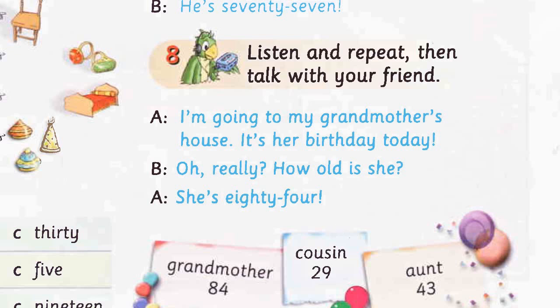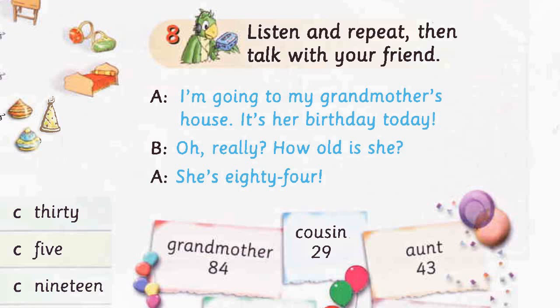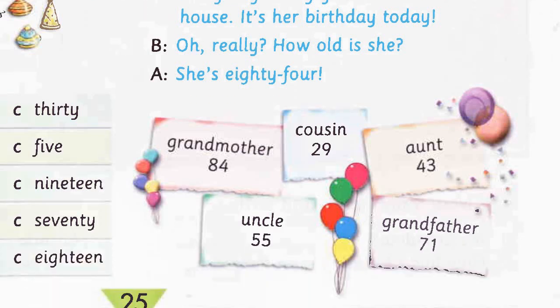Okay, a little bit quick, but don't worry, you have to read aloud and you're going to read the same again. We call it drill. Read it aloud and read it a lot to yourself at home. Now, look at here, the question and the conversations, statements written in blue. For the first one, A: I'm going to my grandmother's house. It's her birthday today. And then B: Oh, really? How old is she? And he answers, she's 84. Okay. And here you've got pictures.